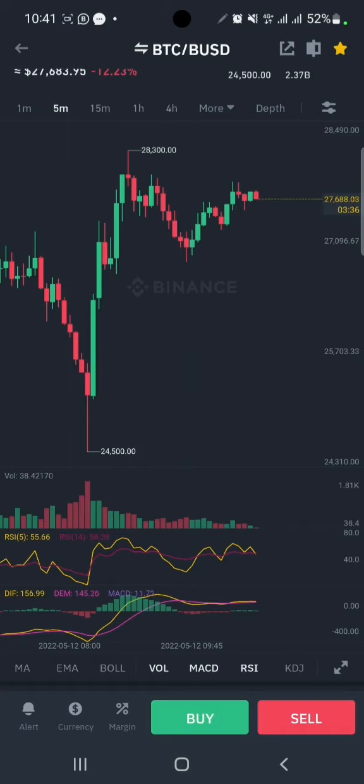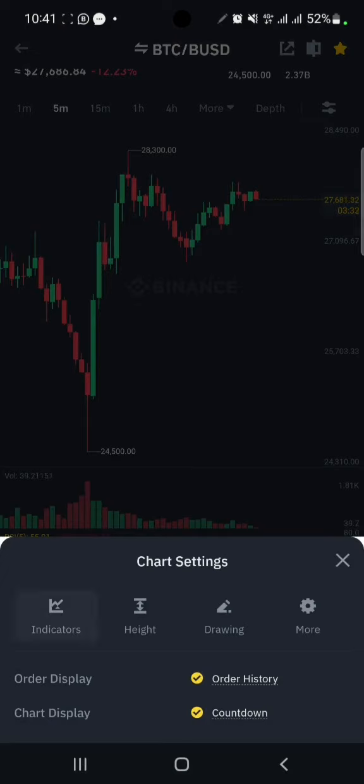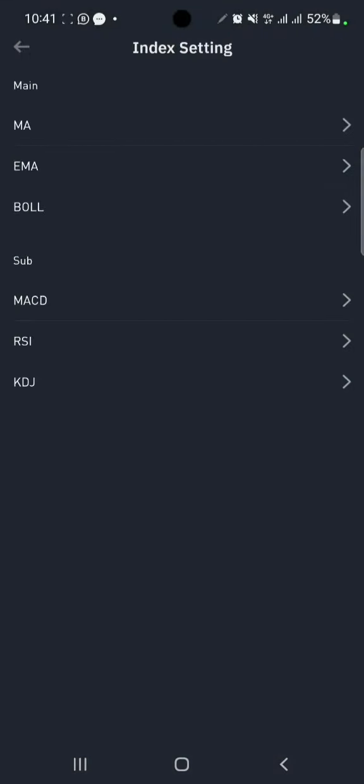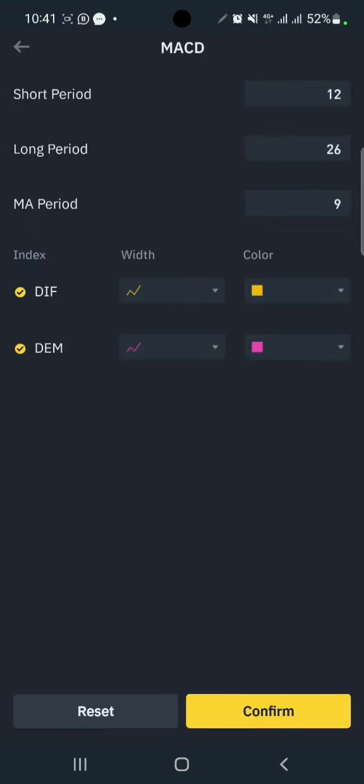Here's how you set up your MACD: tap the settings, go to indicators, and you see MACD under sub, right here. That's the sub indicators. Then you can set up the figures as you see them. I have short period 12, long period 26, and moving average period 9. So basically 9, 12, 26. Choose your colors too, the colors that work for you, and after that confirm.